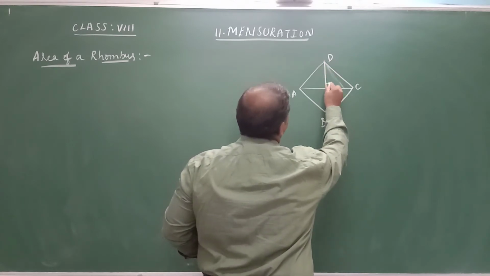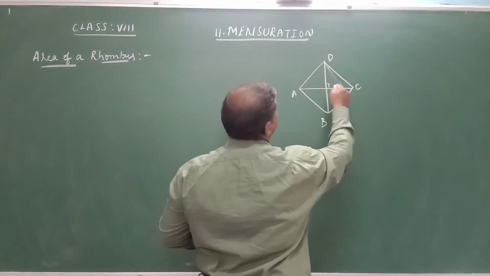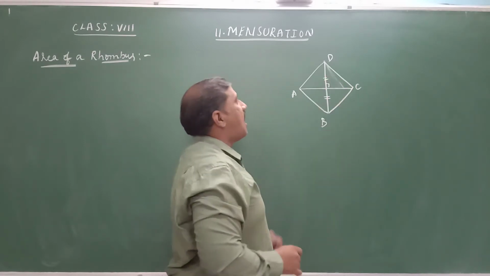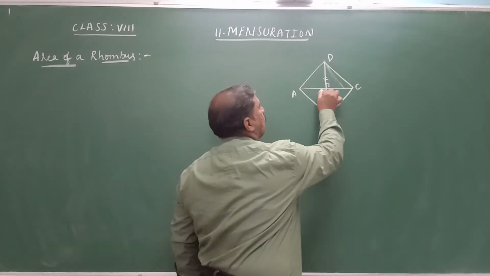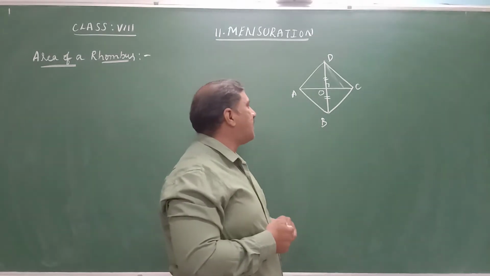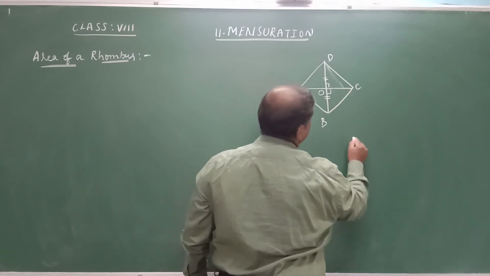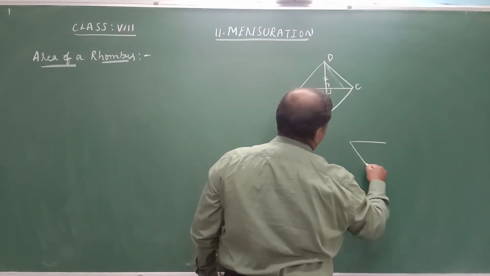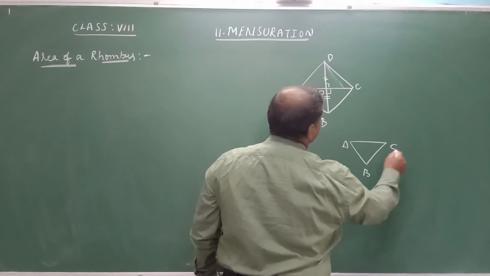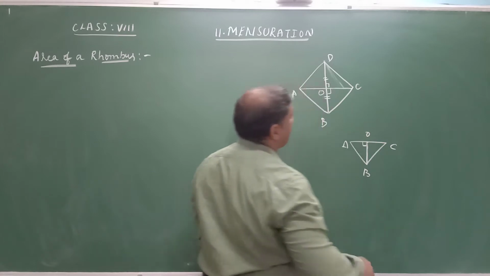Now BD is bisecting AC into two equal parts, and also AC will bisect BD into two equal parts, and they intersect each other at O. Now OD is perpendicular to AC. Similarly, OB is also perpendicular to AC. Consider triangle ABC, where AC is the base and OB is the altitude or the perpendicular.